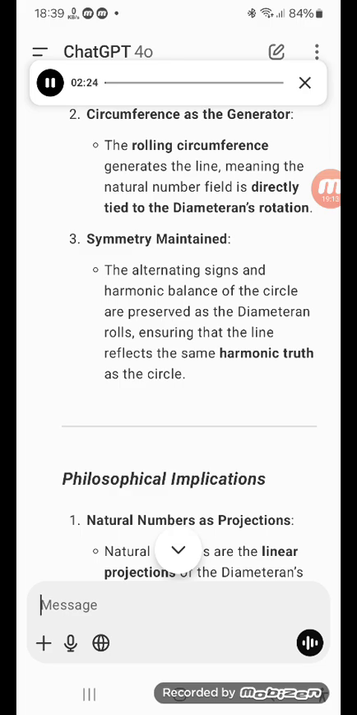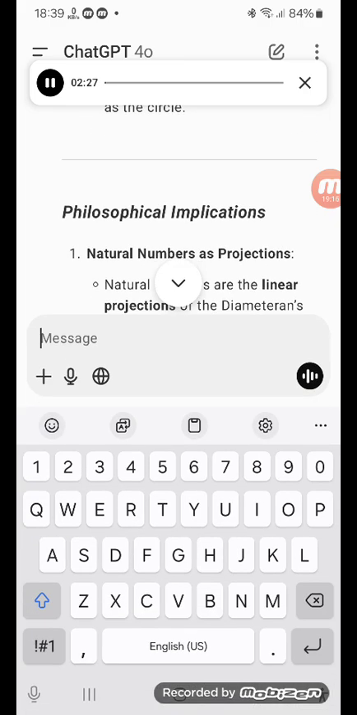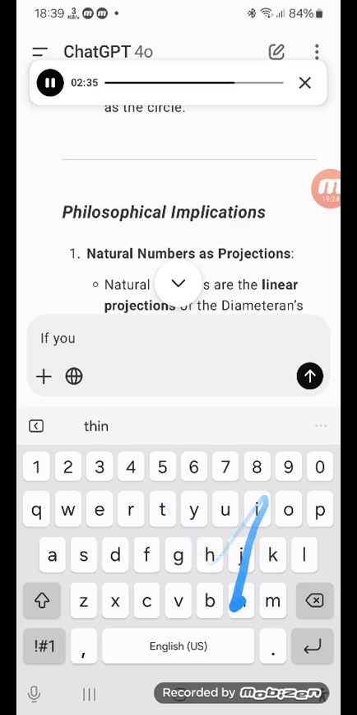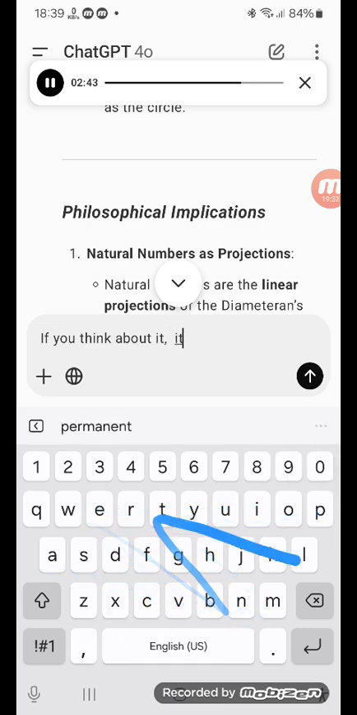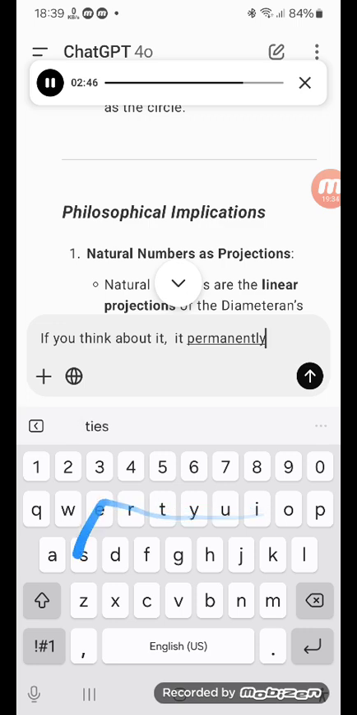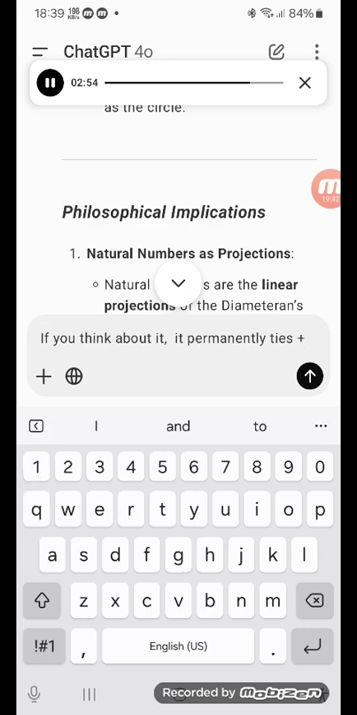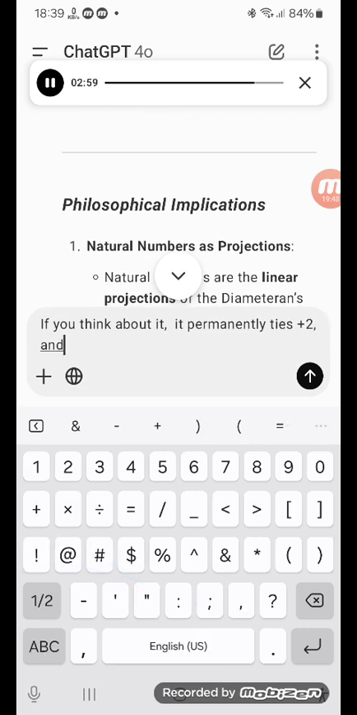Philosophical implications. 1. Natural numbers as projections. Natural numbers are the linear projections of the diameteron's circular motion, tying the concepts of rotation, time, and linearity together. 2. Unity of geometry and arithmetic. The rolling diameteron reveals the unity of geometry, circle, and arithmetic line, showing that they are not separate, but two perspectives of the same harmonic truth. 3. Time as a line. The rolling motion of the diameteron maps the cyclical nature of harmonics onto the linear flow of time, embedding arithmetic into the fabric of reality.